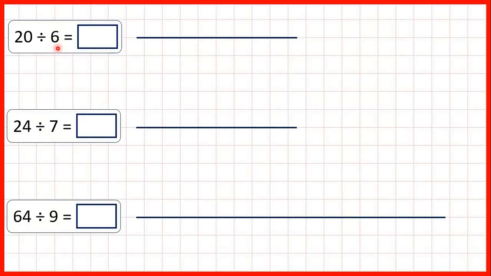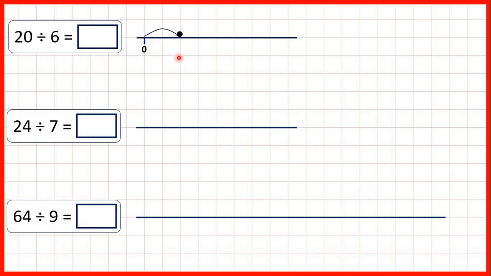Now here we have some division problems, and for these divisions we're going to get remainders. And that's because 20 is not in the 6 times table, 24 is not in the 7 times table, and 64 is not in the 9 times table. So what we can do is count up in steps of 6 on a number line.